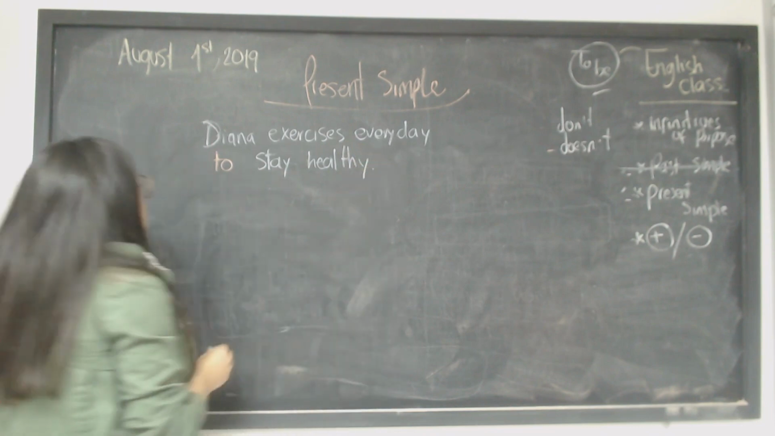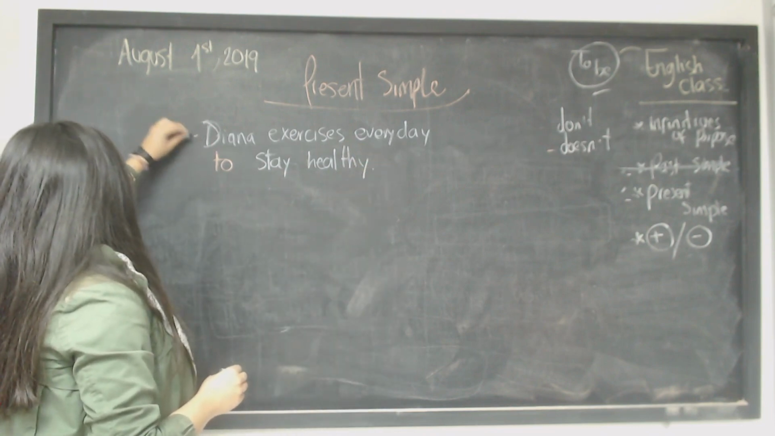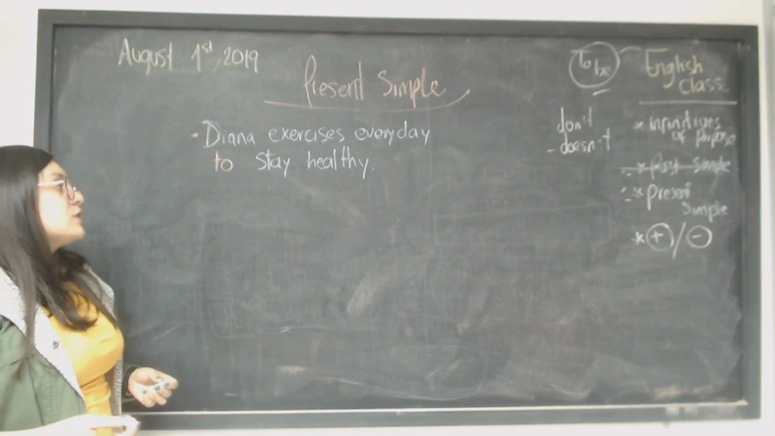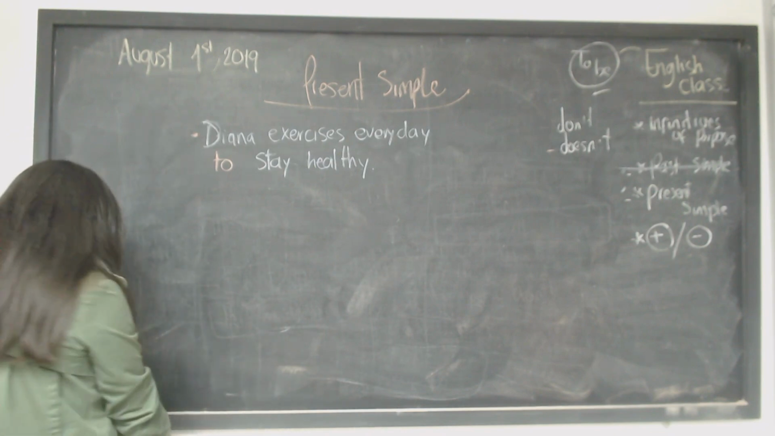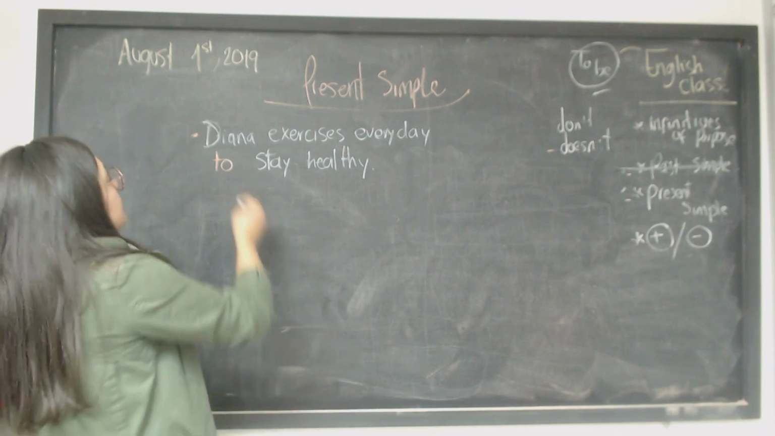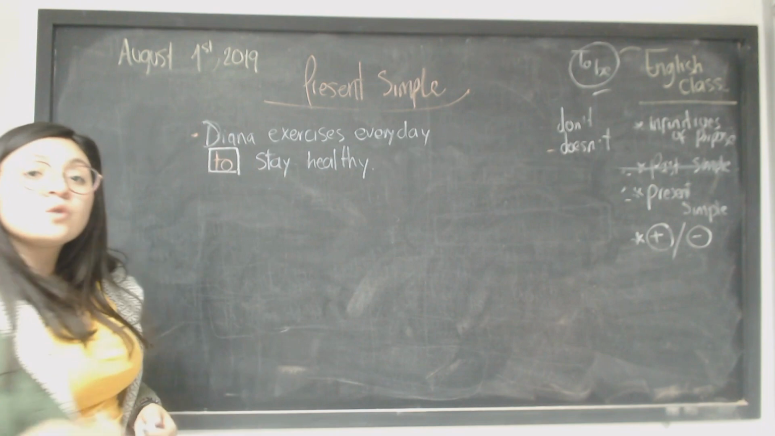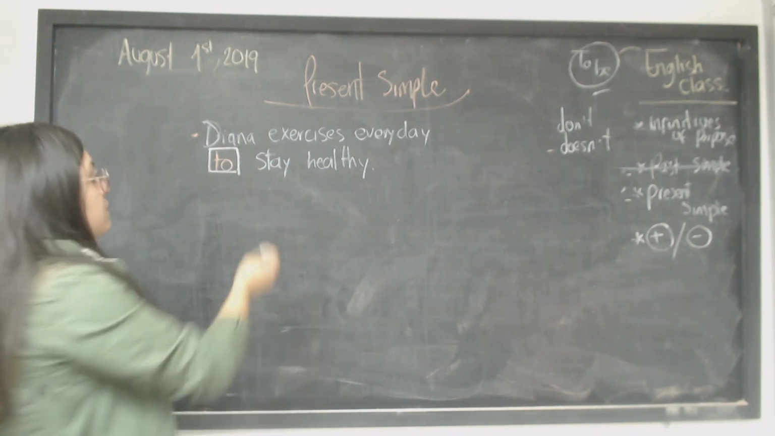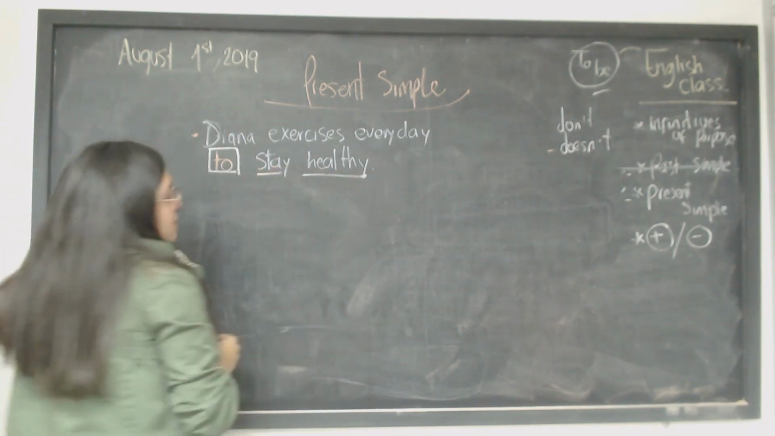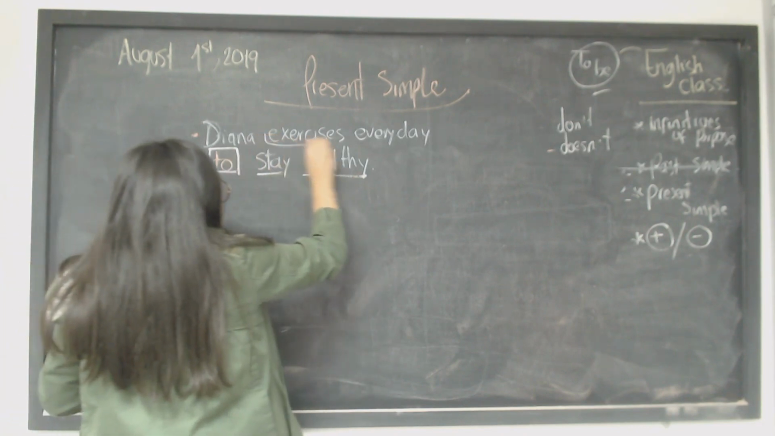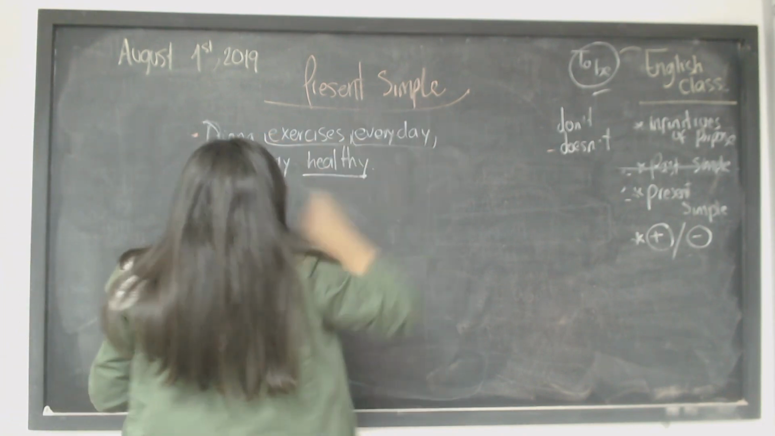So let's see this one. Vamos a ver este. So this one says, Diana exercises every day to stay healthy. Diana se ejercita todos los días para mantenerse saludable. To, infinitive of purpose. So what is the purpose? ¿Cuál es el propósito? Mantenerse saludable. Para mantenerse saludable, ¿qué hace Diana? So Diana exercises every day. Se ejercita todos los días.